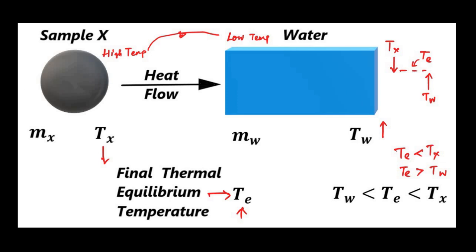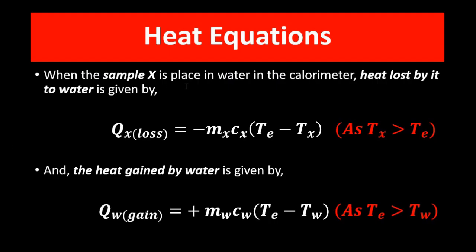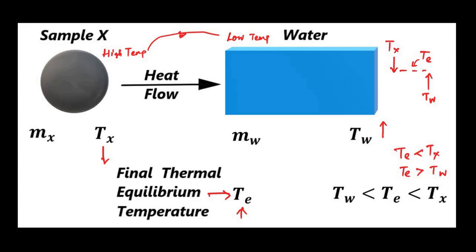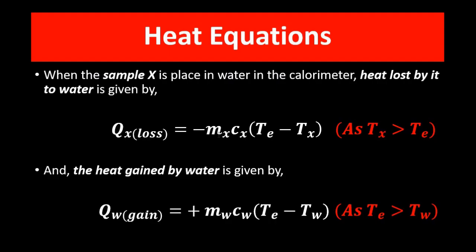Now our objective is to find this equilibrium temperature. How can we find it? There are many equations, but here the specific heat equations will be used. When the sample X is placed inside the calorimeter in water, heat is lost by this sample, heat goes out of this sample to the water. So the sample X loses heat, and to signify heat loss we'll use a negative sign.